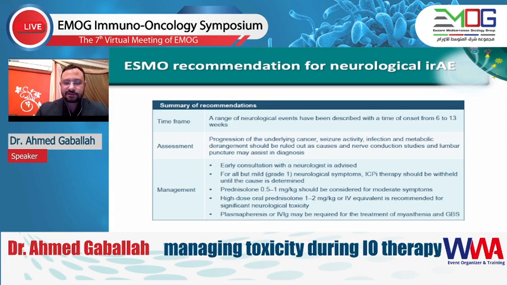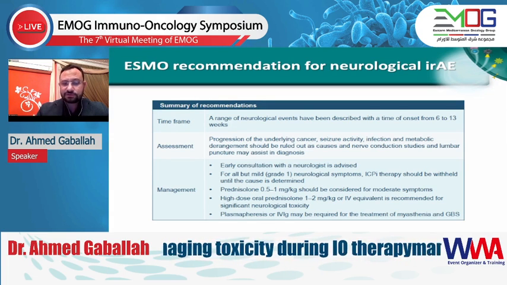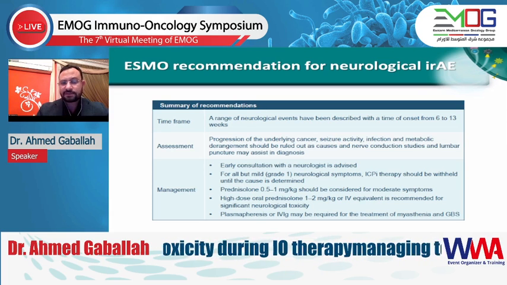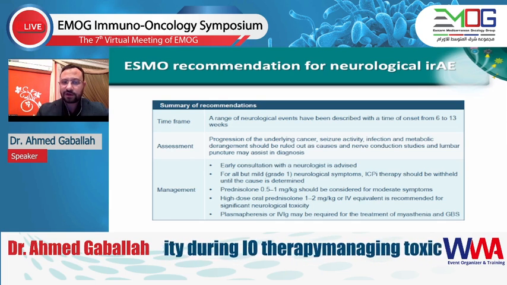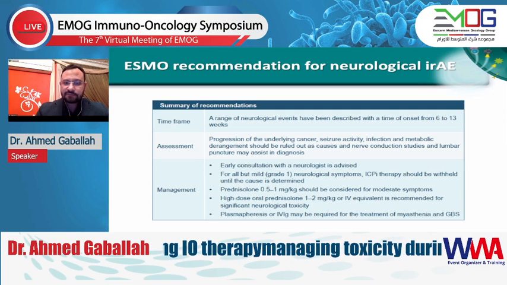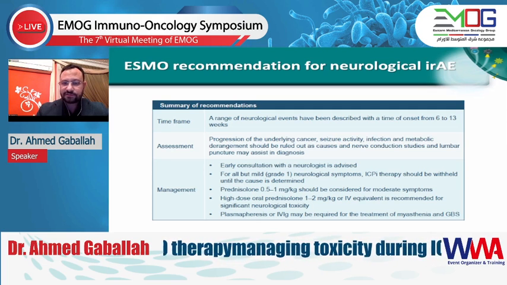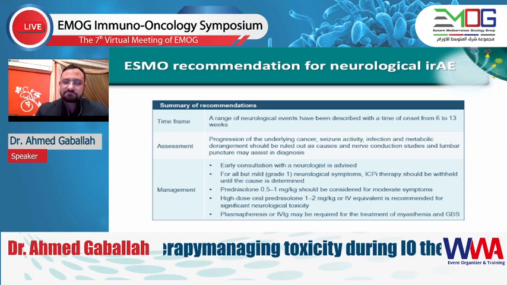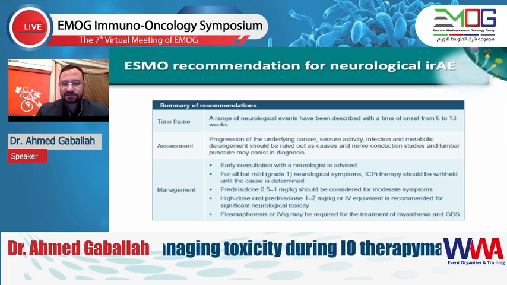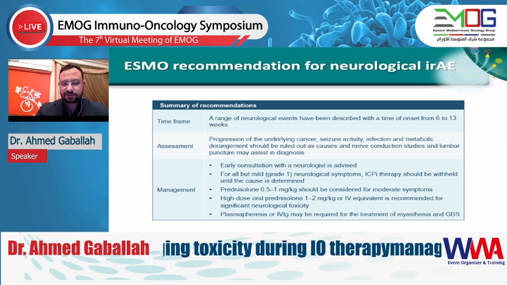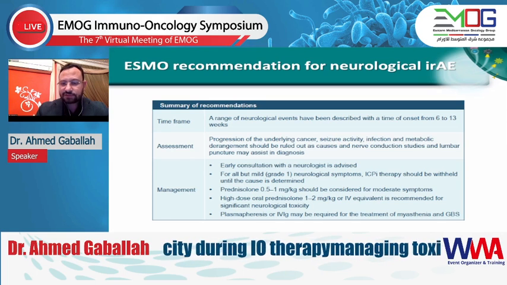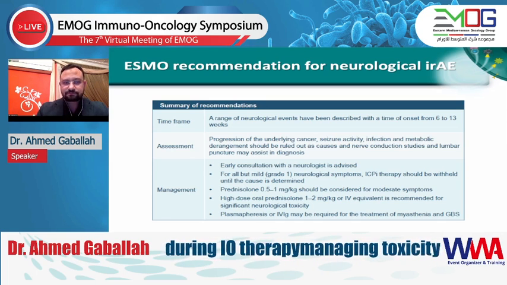Usually we can find these symptoms, but we should exclude that they are related to disease progression, development of brain metastasis, infection, or metabolic disturbance. And if we exclude all other factors, we should start the management early. All patients should withhold the treatment. Grade 1 only can restart again, in very mild cases. Oral steroids should be started in moderate symptoms. High-dose oral or IV steroids should be considered. Plasmapheresis or IVIG may be required to treat myasthenia gravis or Guillain-Barré syndrome.